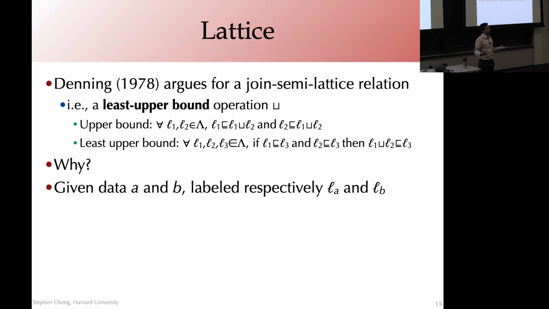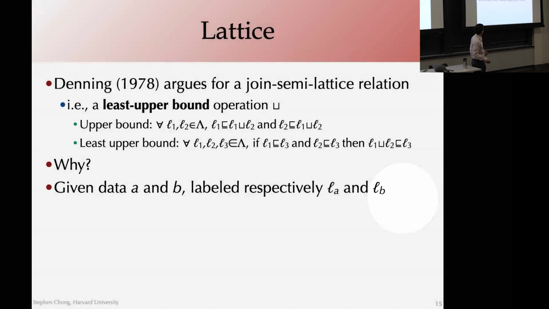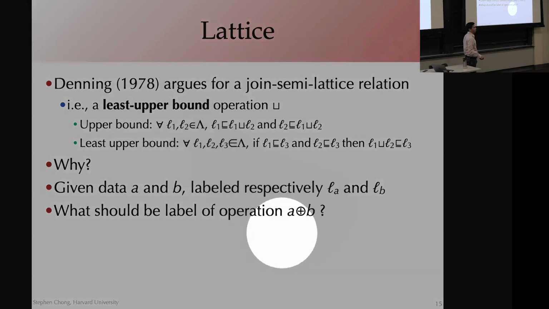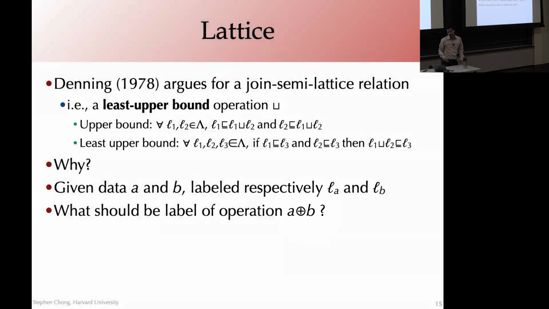We can also use upper bound operations even without if-then-else statements. Suppose we just have a binary operation. So data A and B labeled LA and LB respectively, and we combine them with this operation, maybe it's addition, multiplication, whatever binary operation you want. What should be the label of A ⊕ B? It should definitely be an upper bound, because the result of A ⊕ B might reveal information about A, and it might reveal information about B. So the level of the result should be at least as restrictive, or allowed to flow to, from LA and from LB.